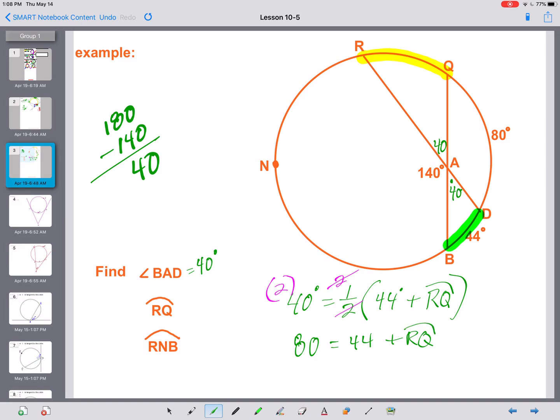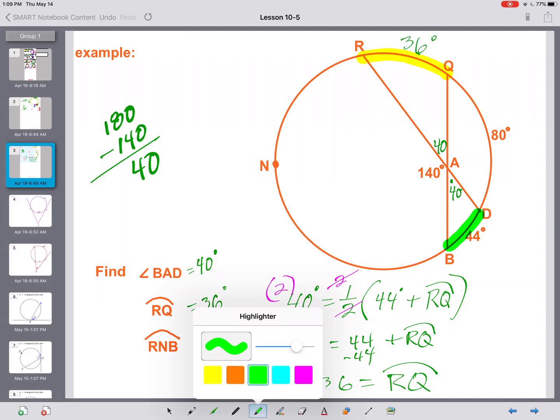What do I do now? It's just minus 44. Minus 44. 36 equals RQ. Nice. There it is. I like to put it on the picture, 36. Okay, the last thing. Look at the last one they want.